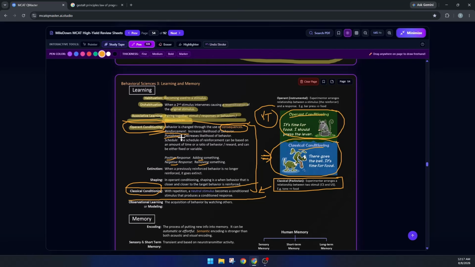And then punishment. Punishment will decrease the likelihood of behavior. But oh, I forgot to say, that's positive reinforcement. But what about negative reinforcement? What does negative reinforcement mean? Negative reinforcement means you remove something in their life to increase the likelihood of the behavior.